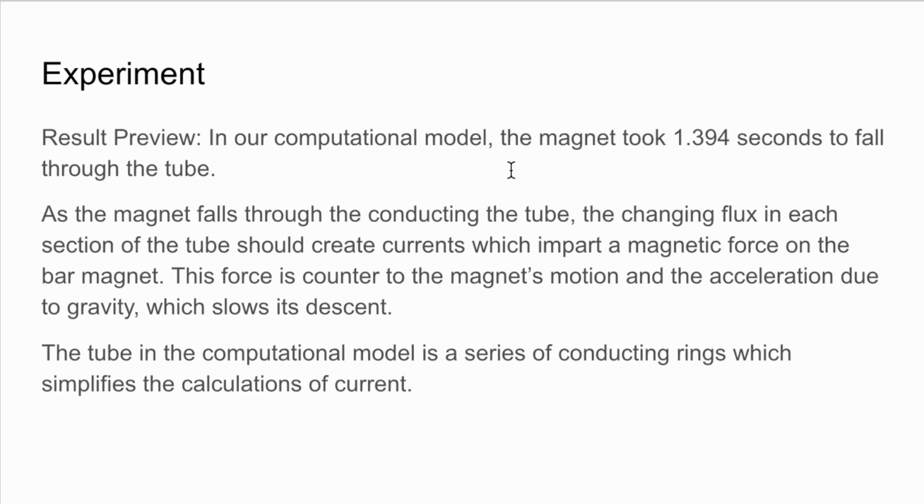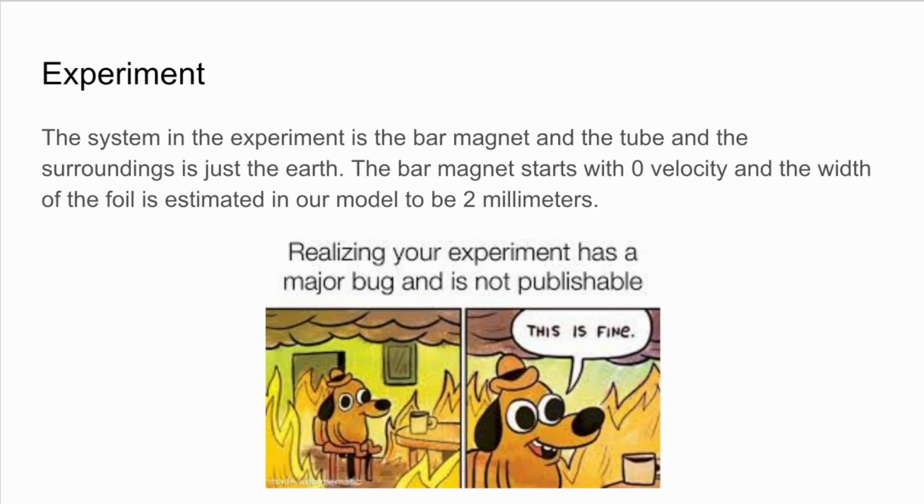The tube in the computational model is a series of conducting rings, which simplifies the calculations of current. So, for the experiment, the system is just the bar magnet and the tube, and the surroundings is the entire Earth. The bar magnet starts with 0 velocity, and the width of the foil is estimated to be 2 millimeters.